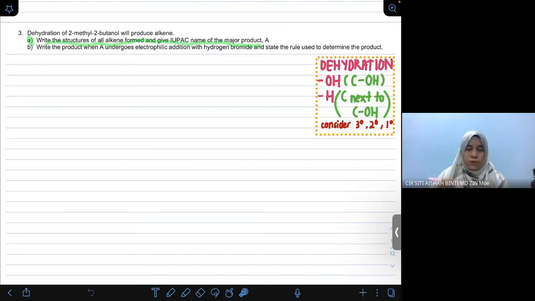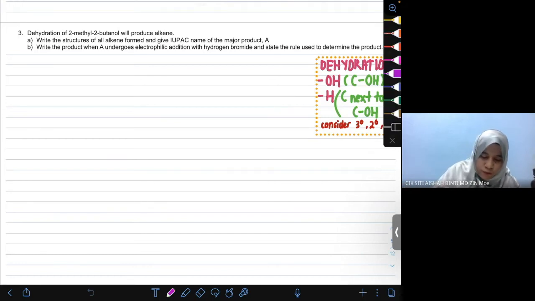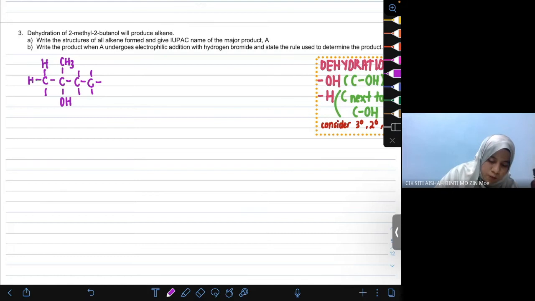Okay, so let's do 2-methyl-2-butanol together. What we have is this one. We have 1, 2, 3, 4, and then on carbon number 2, we have our methyl as well as our OH. The rest we fill up with what? The rest of it, make sure each carbon has 4 bonds, filled up with hydrogen.